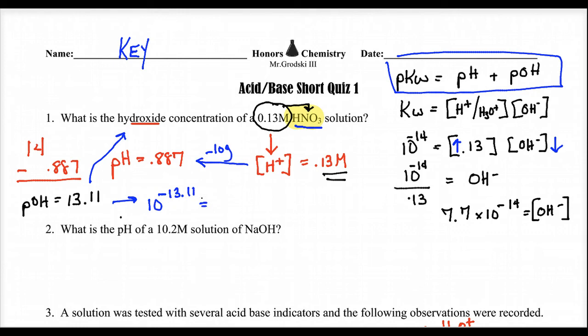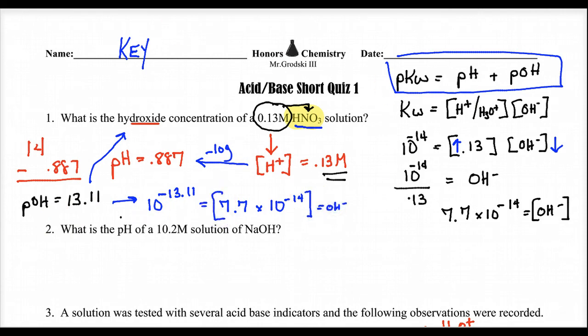So when I do 10 to the negative 13.11, I get my 7.7 again, times 10 to the negative 14. Either way, you want to take it and make it into a pH, subtract from 14, get the pOH and do 10 to the negative x to go back to the real number. Be my guest, it doesn't matter to me.